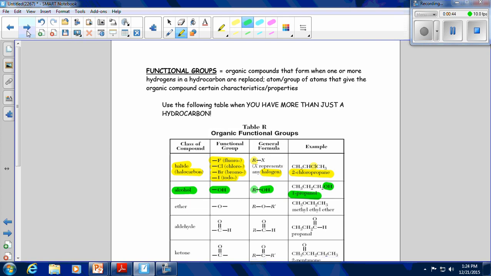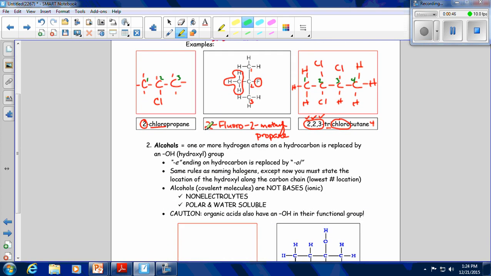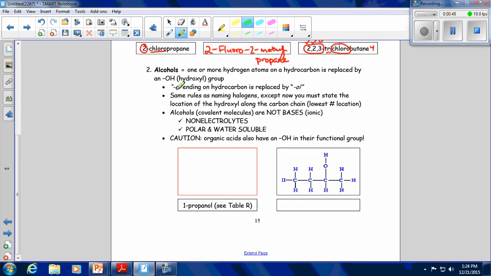So let's jump ahead to page number 15. Let's get started with the alcohols. All right. Alcohols are compounds where one or more hydrogen atoms on a hydrocarbon is replaced with an OH. It's called a hydroxyl group. All right? Don't confuse it with hydroxides. This is going to be called a hydroxyl group.